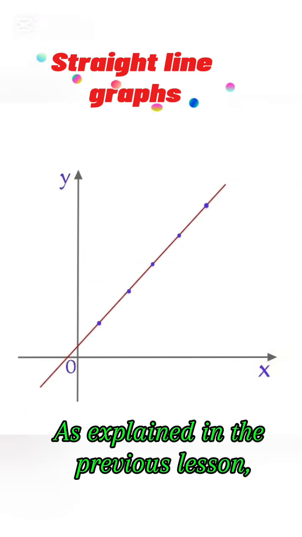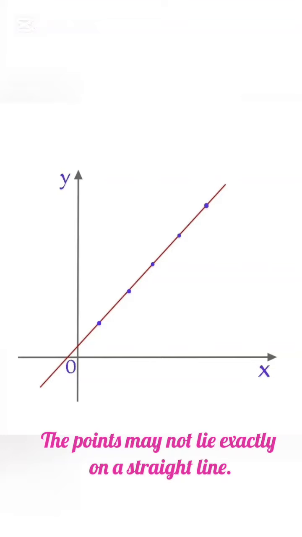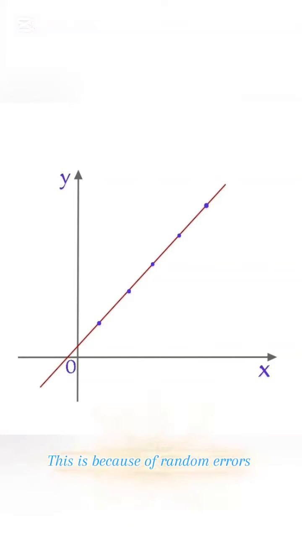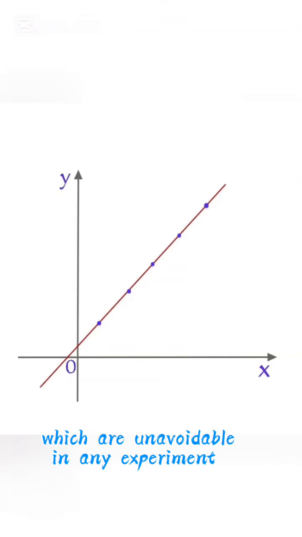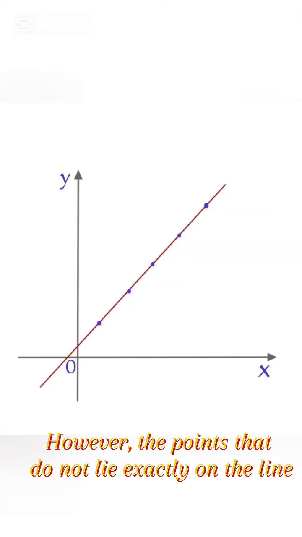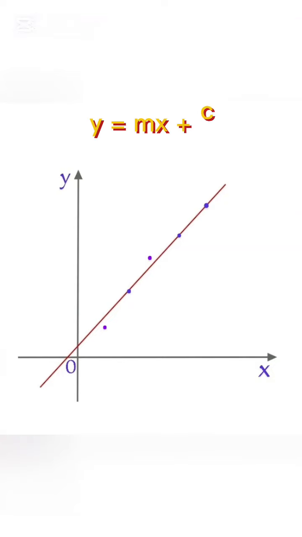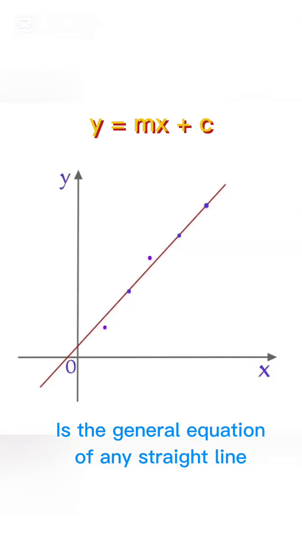As explained in the previous lesson, when you plot experimental data, the points may not lie exactly on a straight line. This is because of random errors which are unavoidable in any experiment. However, the points that do not lie exactly on the line should be symmetrically distributed on both sides of the line of best fit.